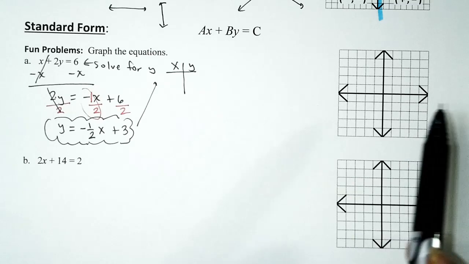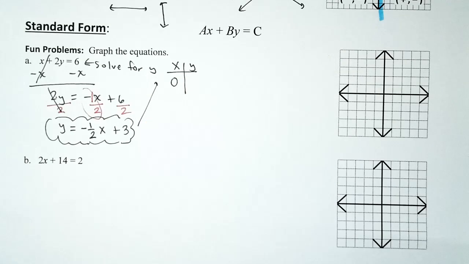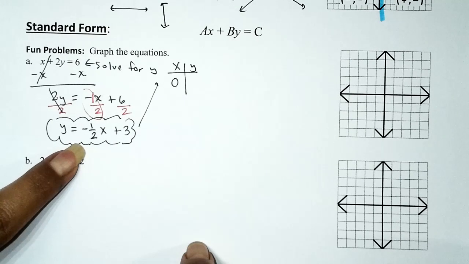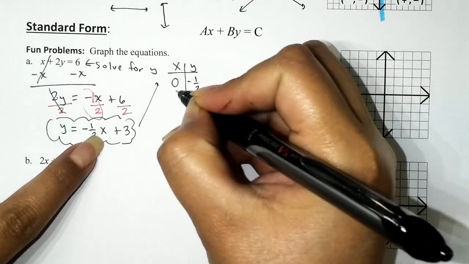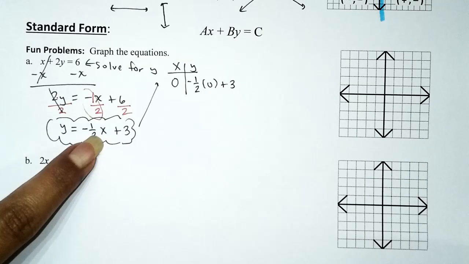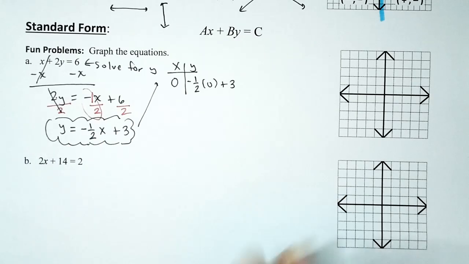My favorite x value, if you can read my mind, is 0. Why? Because me and 0 get along great. So when x is 0, to find the value of y, you have a nice equation. It's -1/2 times x plus 3. So it's -1/2 times whatever x you chose plus 3. If you can do the mental math, go for it. But if you're like me and you want to show your work, that's fine too.